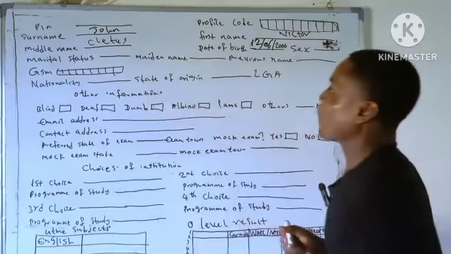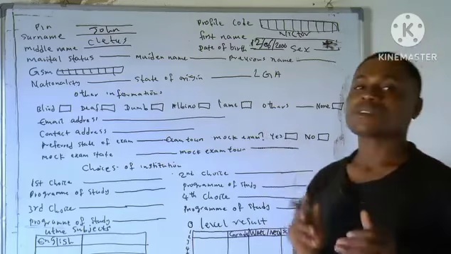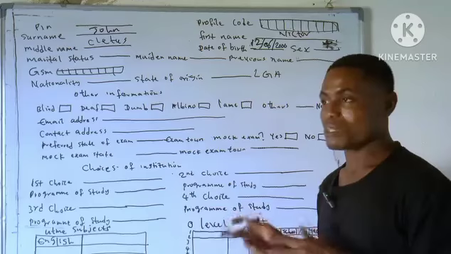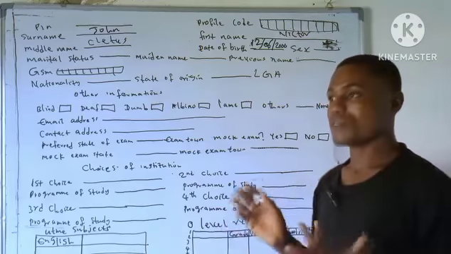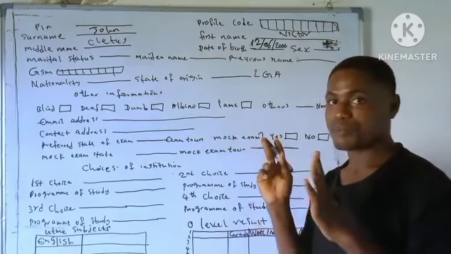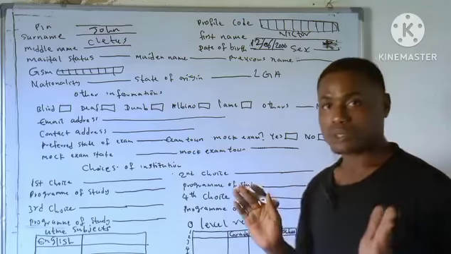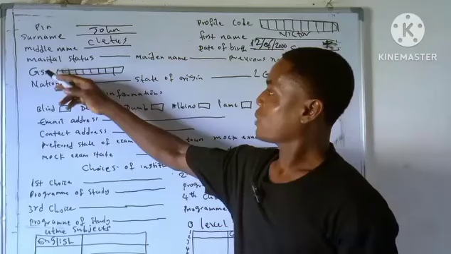Okay, let's continue. So this sex is talking about your gender. If you are male, you put male. If you are female, you put female. Just write the first letters. Female, F. Then male, you put M. Okay. So let's come to the other one.